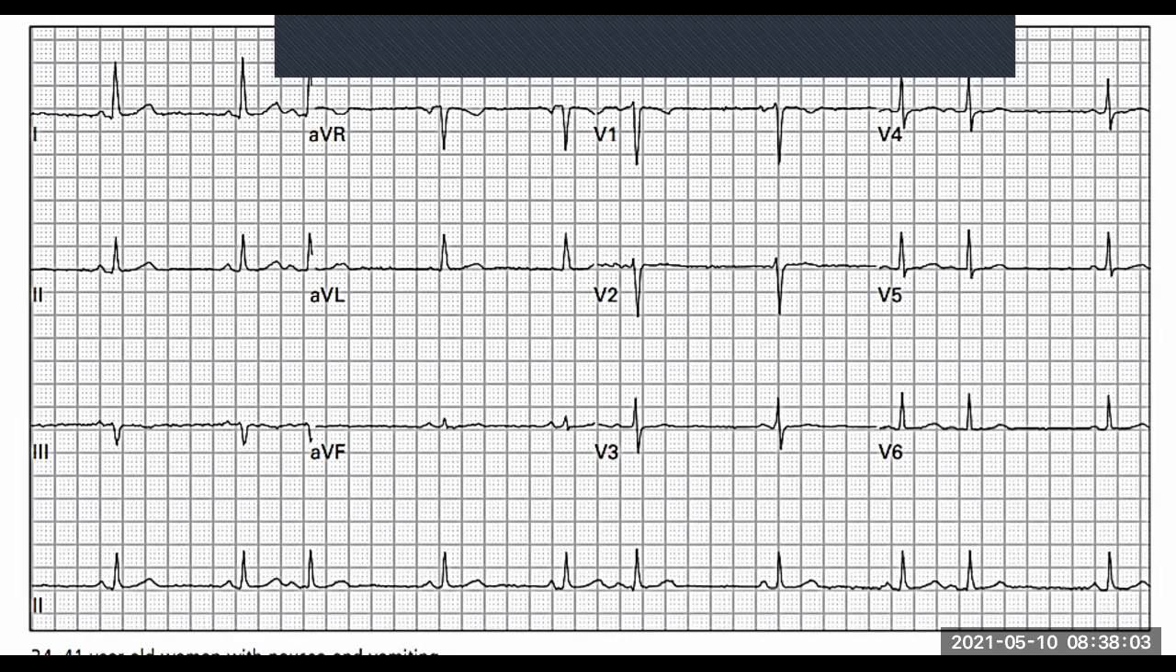So the question always comes, which one do you take? Technically speaking, you count this as a tachycardia, because you count the two narrowest ones. So that's normally how it's taken. But is this patient tachycardic? No. That's why I say it's a technicality.